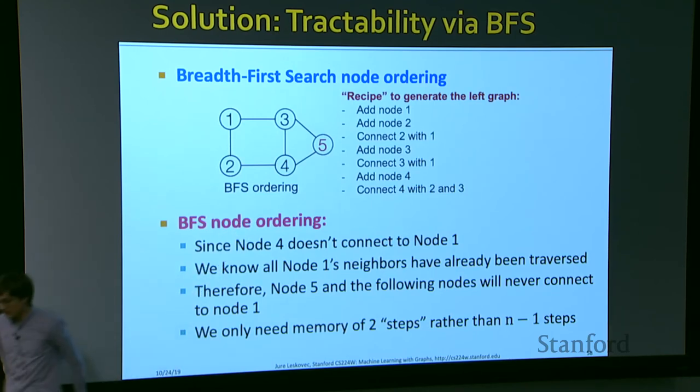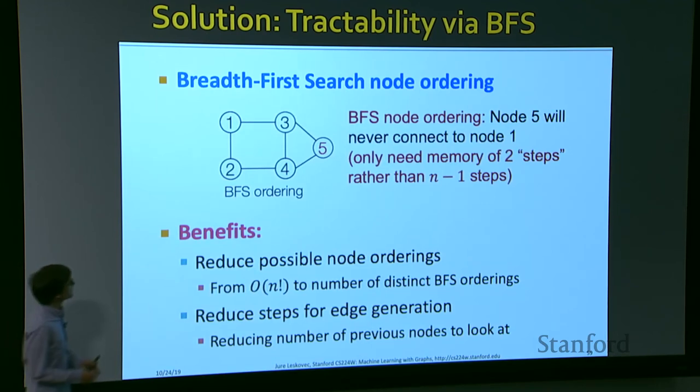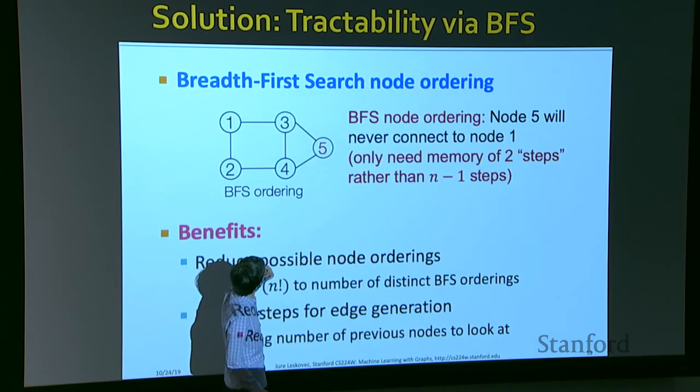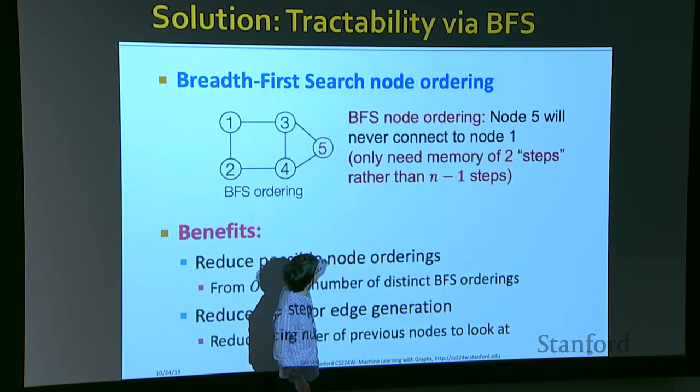Essentially, let me just say what we do and why this gives us an opportunity. First, we are using the node ordering. As I said, we don't need to learn that 5 links to 1.